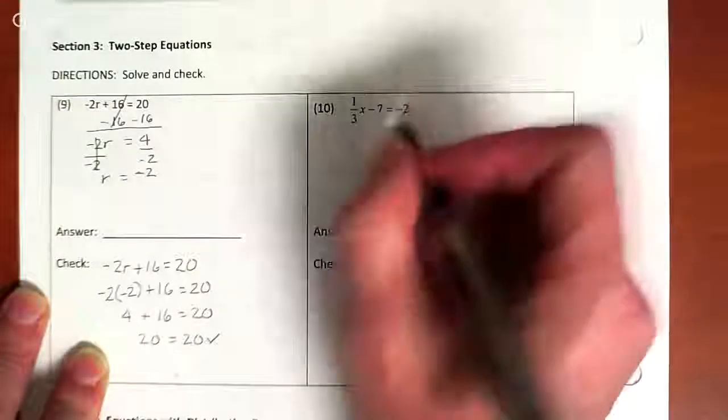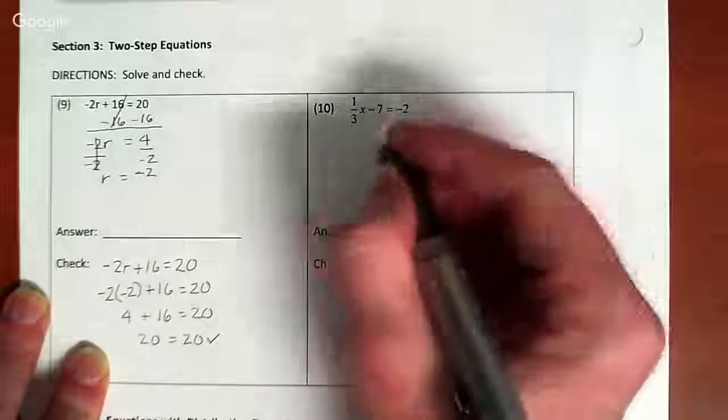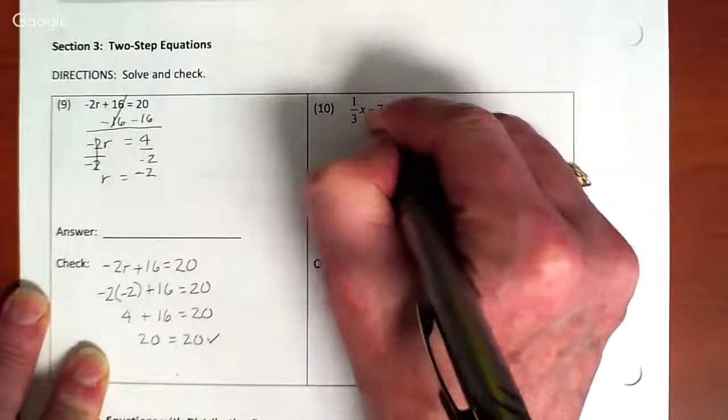Our next problem, we have 1/3 x minus 7 equals negative 2. So in this case, we're going to add 7 to both sides.